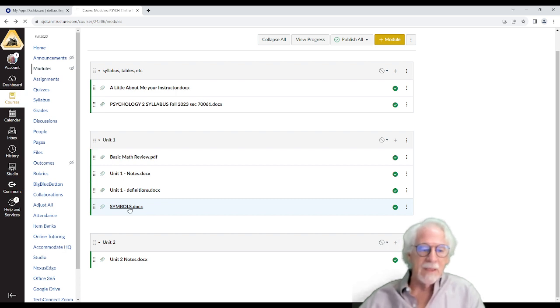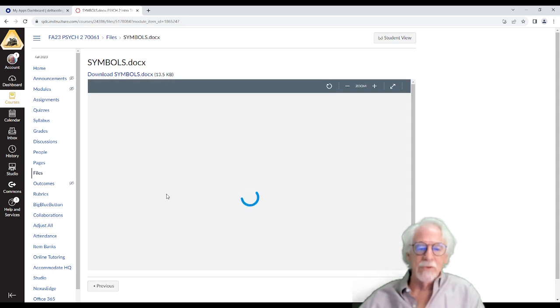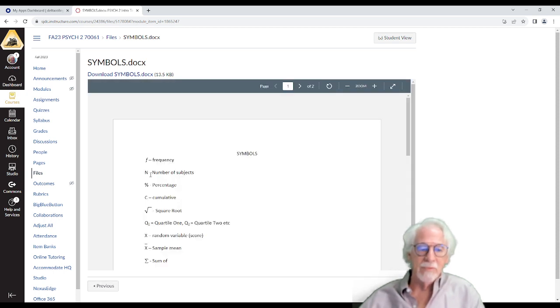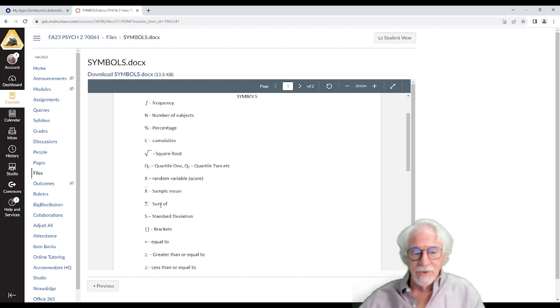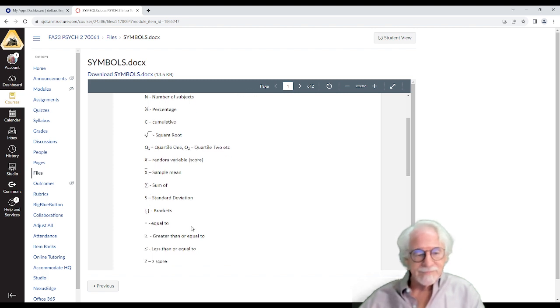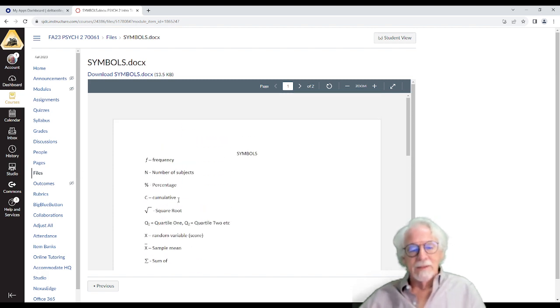Same thing, this is just a page of all the symbols that we will be using, all right? Represent frequency, number of subjects, percentage, square root, the variables, the Greek symbols for the sum of, standard deviation. So all of that will get explained to you during the course of my lecture. So don't worry about it. You don't need to know what it means right now. All right. So that's basically how we work.